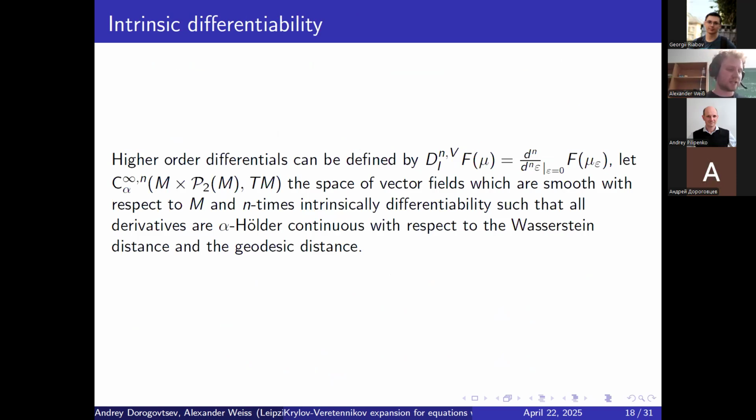Okay, and let me also introduce some notation. One can also define higher order differentials, which we will define like this: just the nth derivative evaluated at epsilon equal to 0. And we will denote by C infinity n alpha the space of vector fields which are smooth with respect to M, or with respect to the spatial variable, and n times intrinsically differentiable, such that all derivatives are alpha Hölder continuous with respect to the Wasserstein distance and the geodesic distance as well.